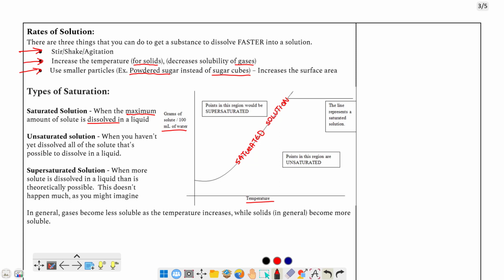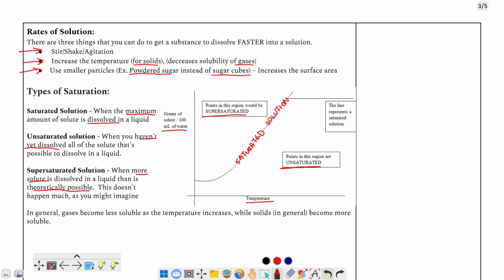So you can see this line, it curves upward at high temperatures, and that's because the solubility of most solids will increase as the temperature increases. Now, anywhere under the line is an unsaturated solution, and that's a solution where you haven't yet dissolved all of the solute. In other words, there's more that you could dissolve into the solution. And then anywhere above the line is supersaturated, and that means there's more solute than is theoretically possible at that temperature.